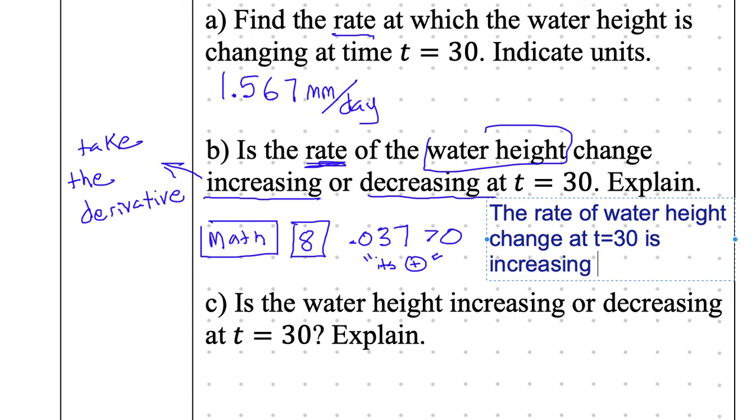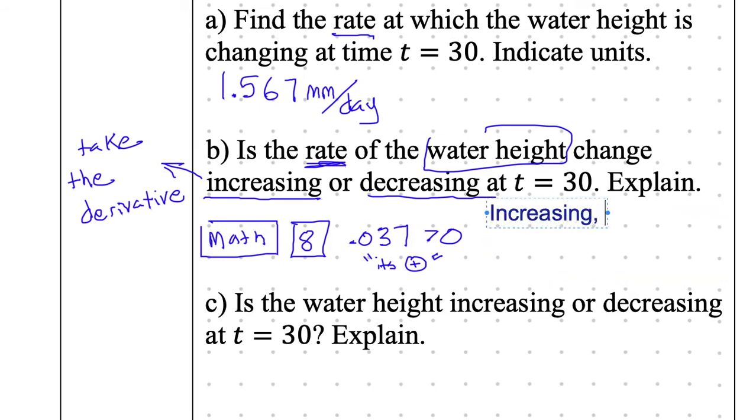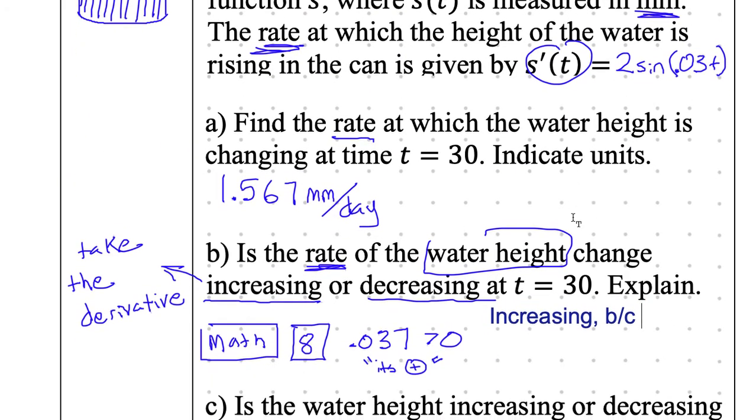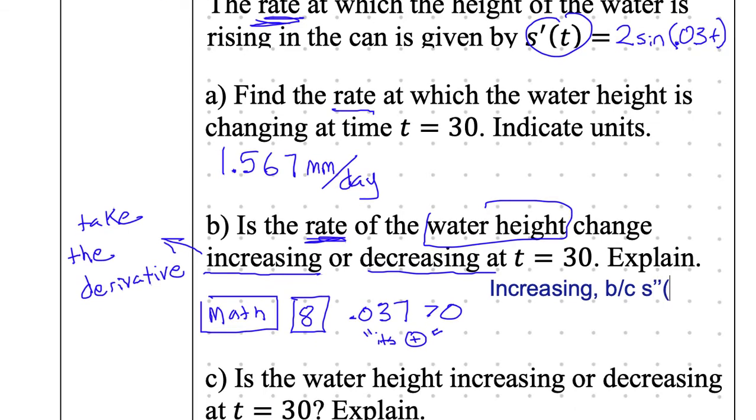You have to explain. You can just say increasing. Yeah, you could. Increasing, because what is our function? Our function is s, so this would be exactly s double prime of 30 is greater than 0.